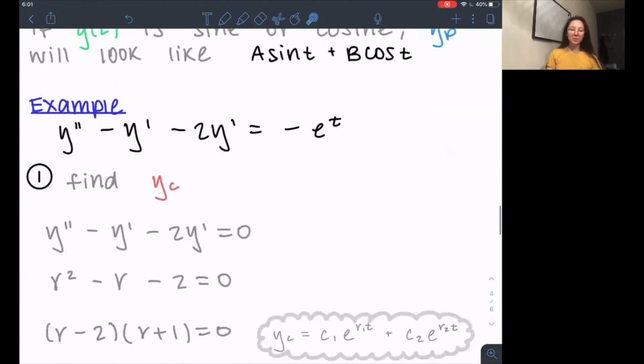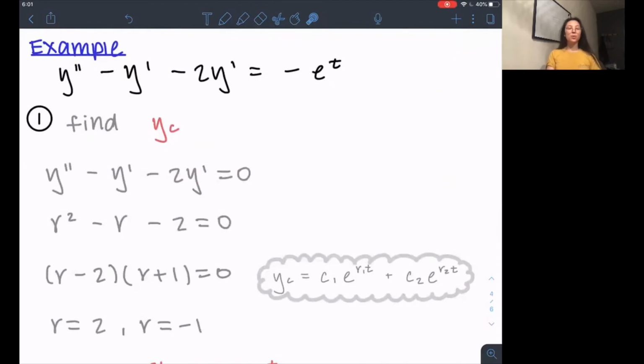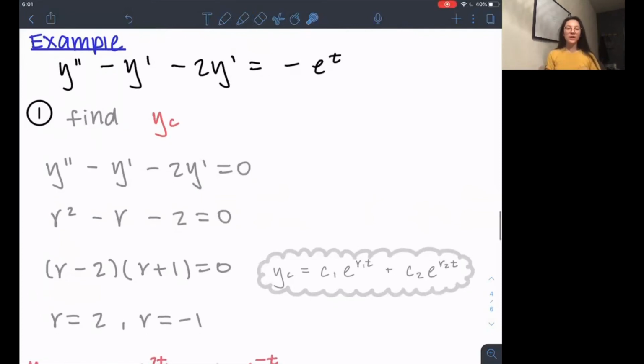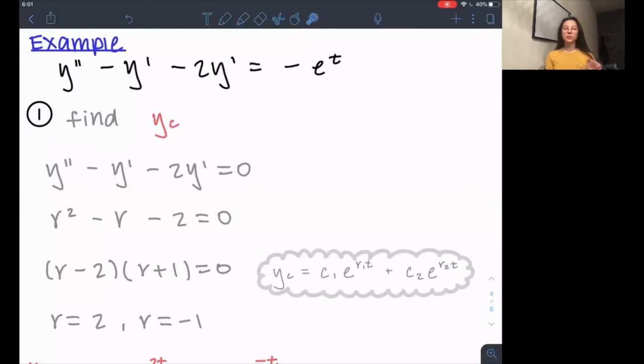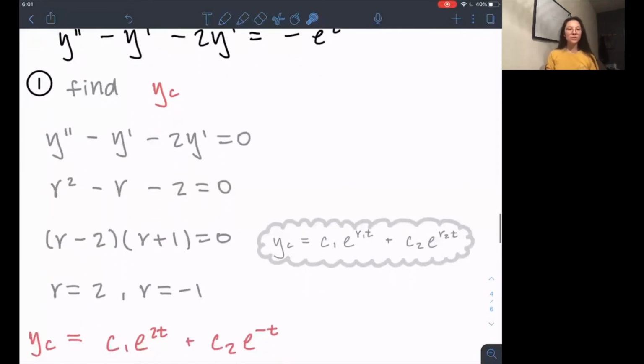So here's an example. We're going to use y double prime minus y prime minus 2y is equal to negative e to the t. The very first step is to find the complementary solution by setting the left-hand side equal to 0. Then we turn it into the characteristic equation, which is r squared minus r minus 2. We solve for r, and we get 2 distinct roots, which are 2 and negative 1.